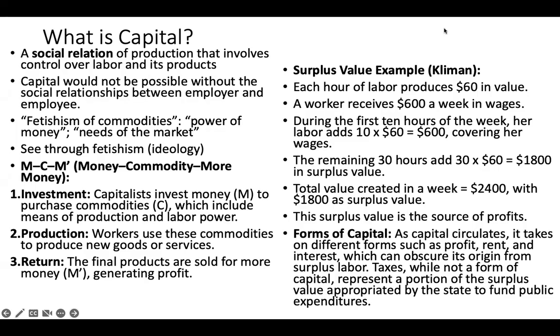But what happens after that? You don't just go home for the rest of the week. You work an additional 30 hours. And that additional 30 hours is then equal to about $1,800. And that is surplus value. That is unpaid labor, and it is the value which is embodied in these products when they are sold. The capitalist basically gets to keep it for themselves.